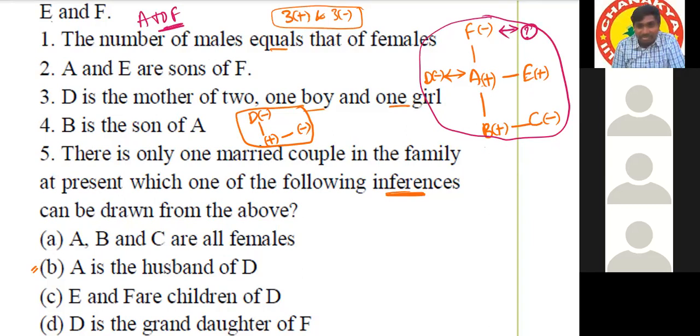Okay, then here the question is, which of the following is true? A, B, C, all are females. No, sir. B is a male and A is also a male. A is the husband of D. Yes, it is perfectly correct. A is the husband of D.